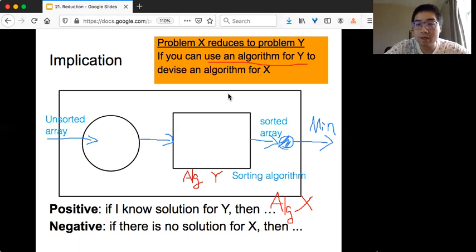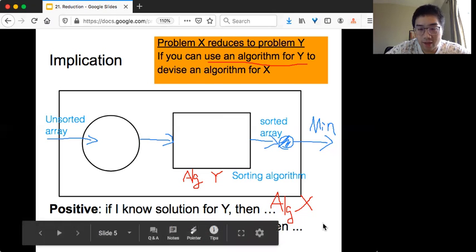But what is confusing is the other direction. It's the negative implication. It's that if there's no solution for X, what it means is that I don't have this algorithm X.